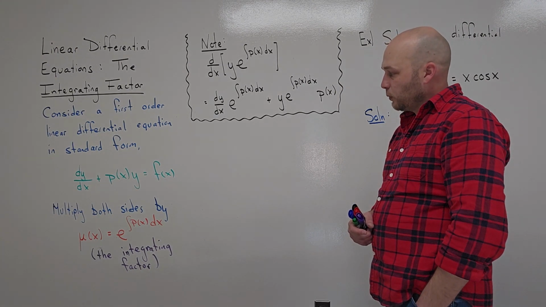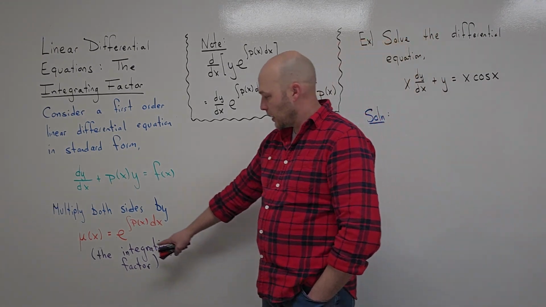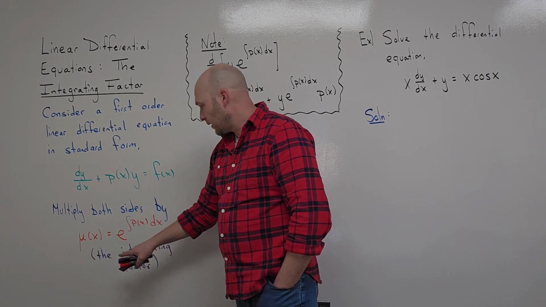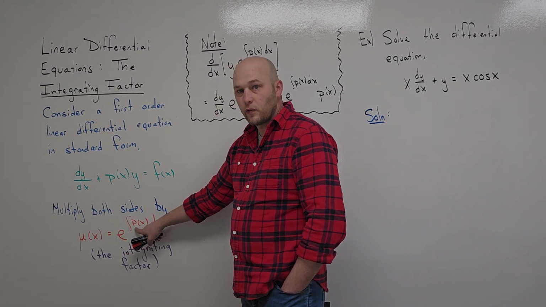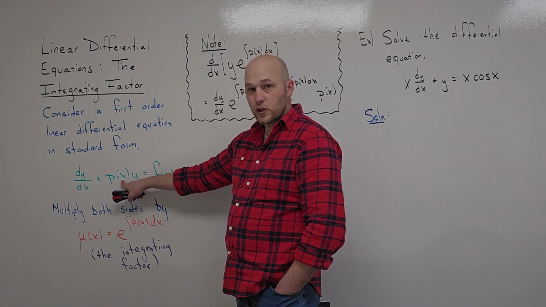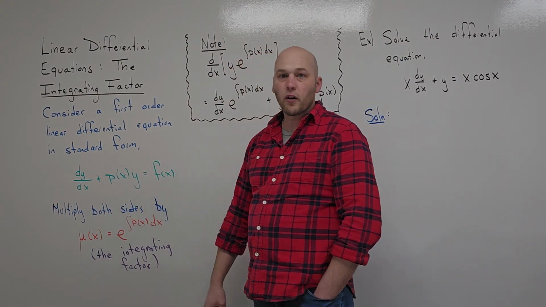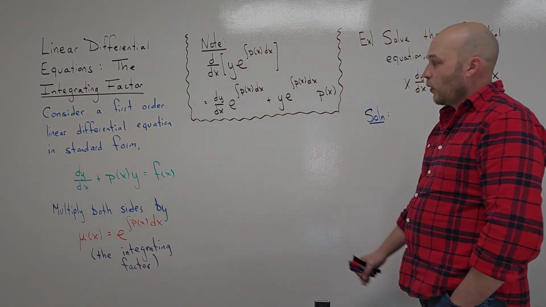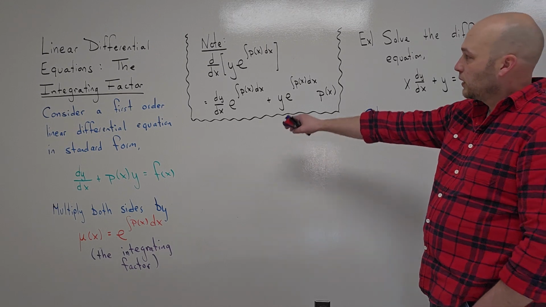What I'm going to do is multiply both sides by this function down here in red. Mu of x is e to the antiderivative of p, the antiderivative of the coefficient of y, which we call the integrating factor. Before I do that and write out those details, let's take a look at the following.